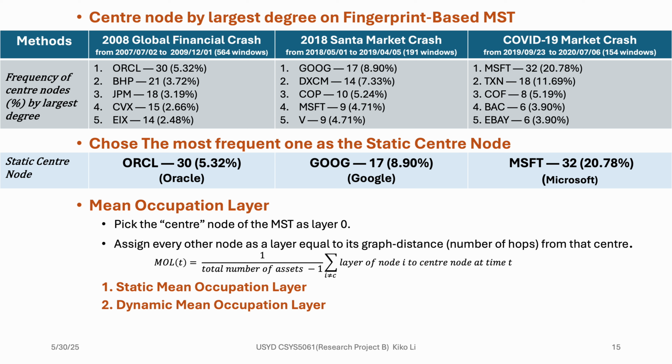A low mean occupation layer means most assets sit close to the center, indicating a tightly clustered structure. A high mean occupation layer signals a more divergent network. We compute a static mean occupation layer, holding the center fixed as above, and a dynamic mean occupation layer, where the center can change window by window. In the next slide, you will see how this layer evolves through each crash.